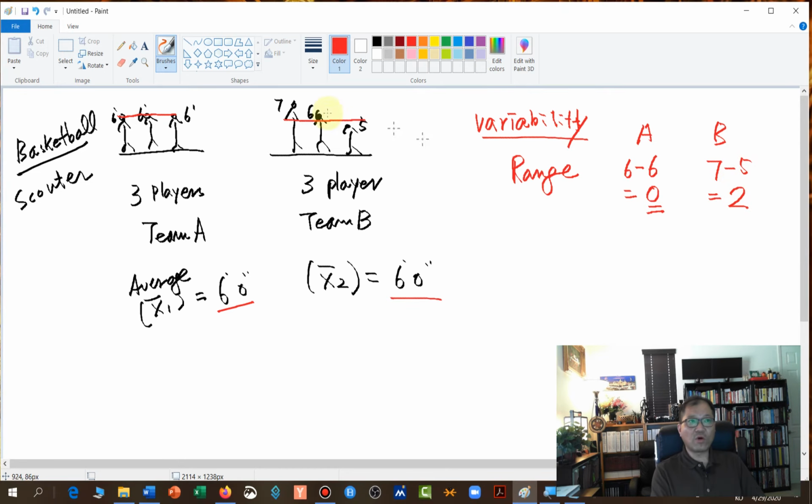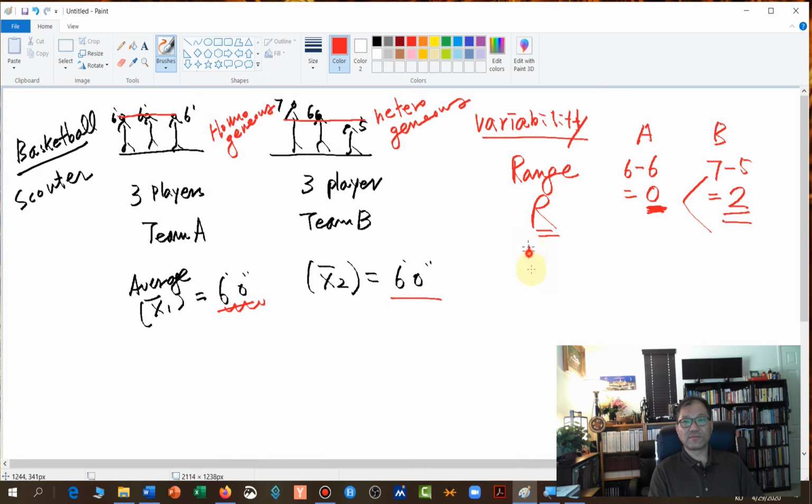Which team is more homogeneous? If you have a lower value on the range, that means they are more homogeneous. They are almost the same. However, even though team A and team B's average mean is the same, team B is a heterogeneous group because R is bigger. That is the concept of range.